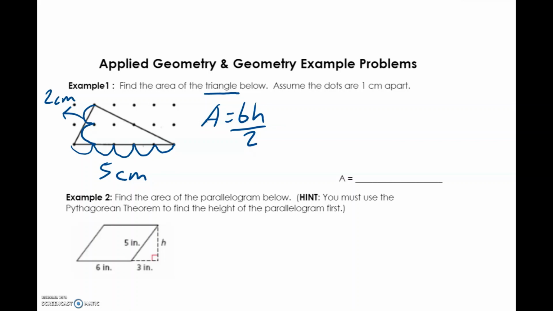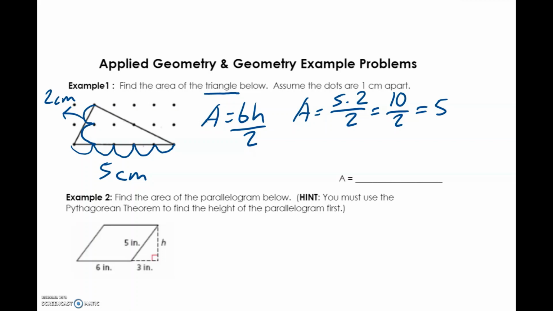So the area is going to equal the base, which we said is 5, times the height, which we said is 2, and then all divided by 2. And then just need to simplify. So 5 times 2 is 10, and then divided by 2, and 10 divided by 2 is going to give us 5.